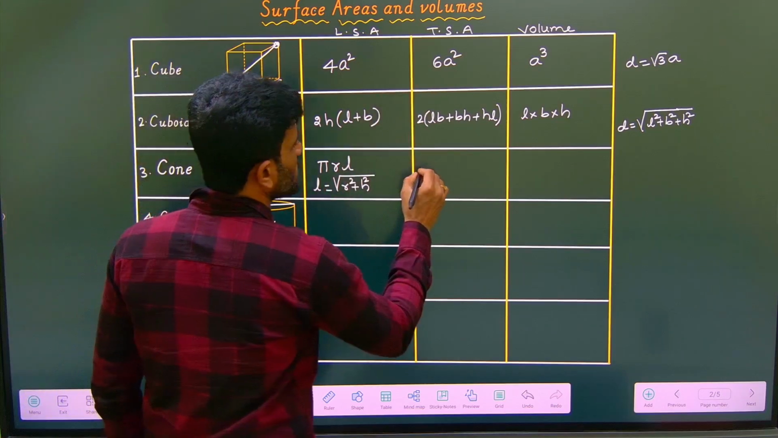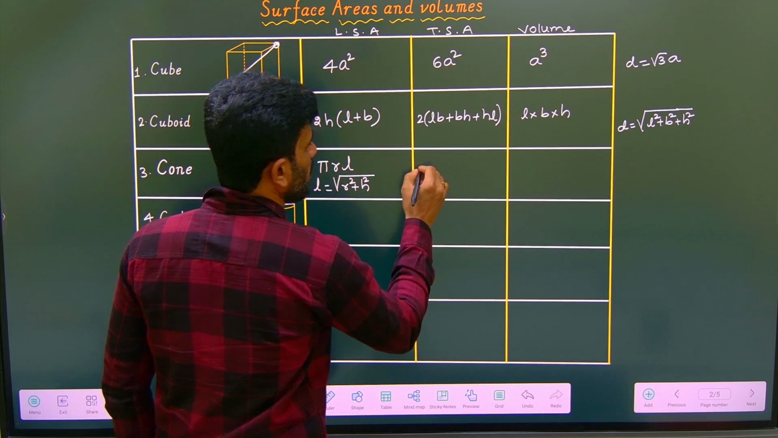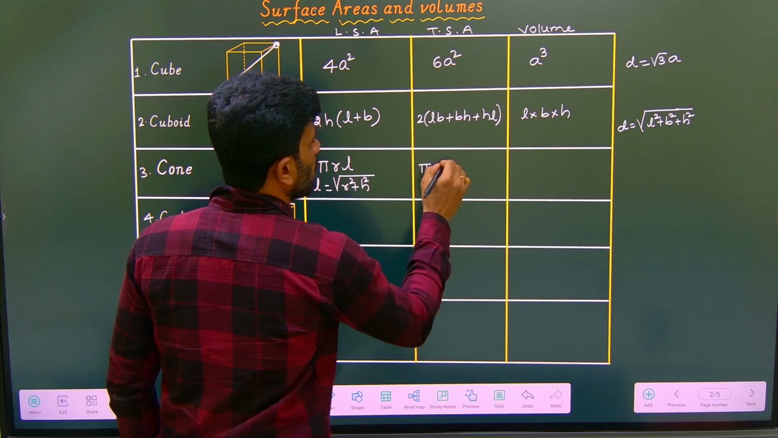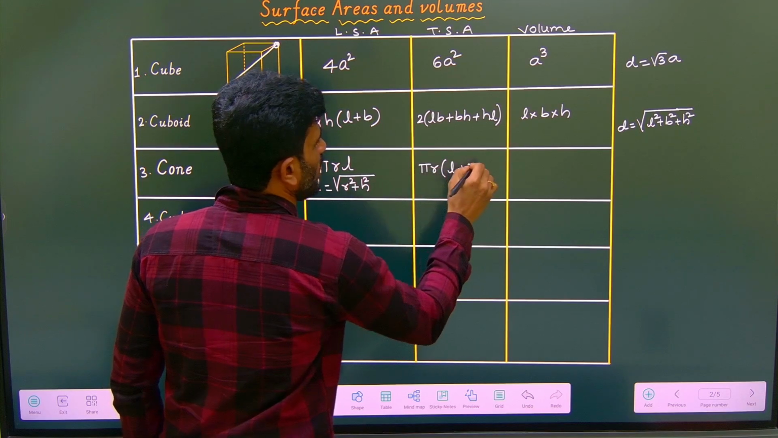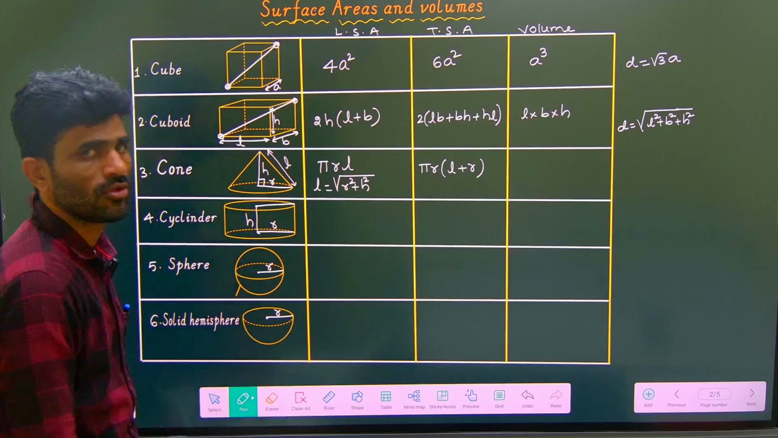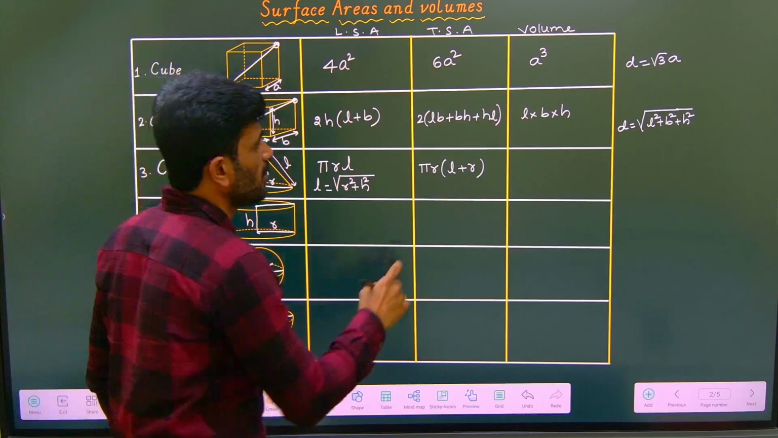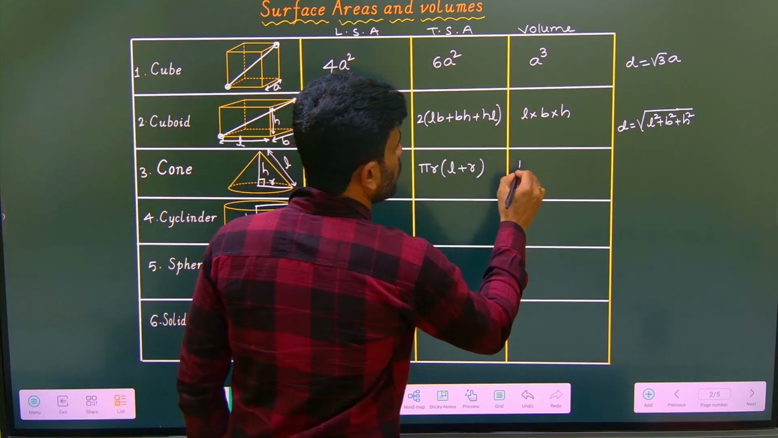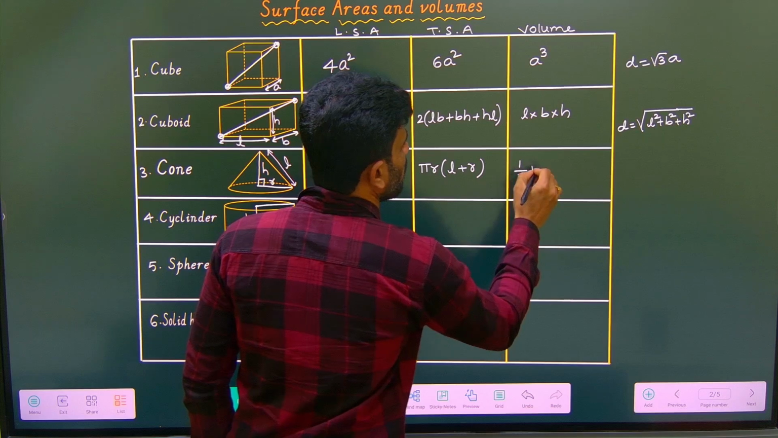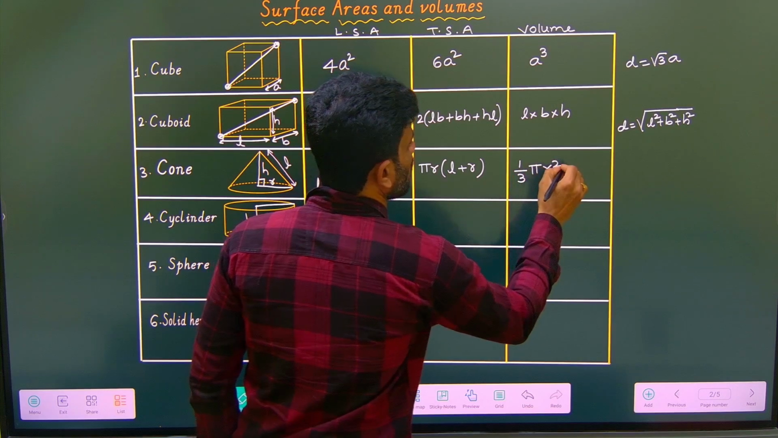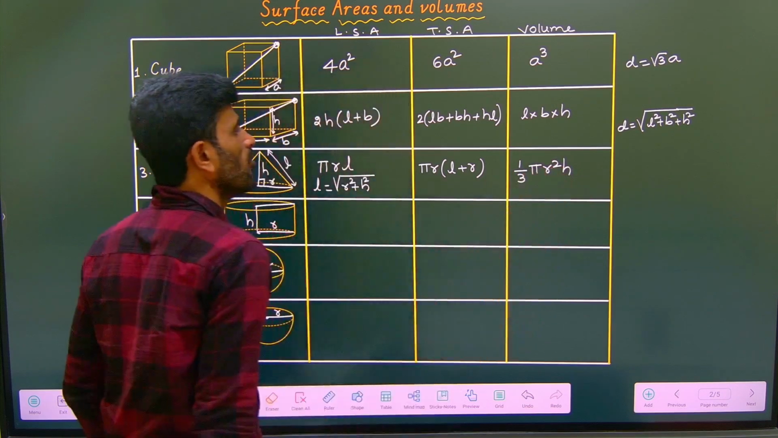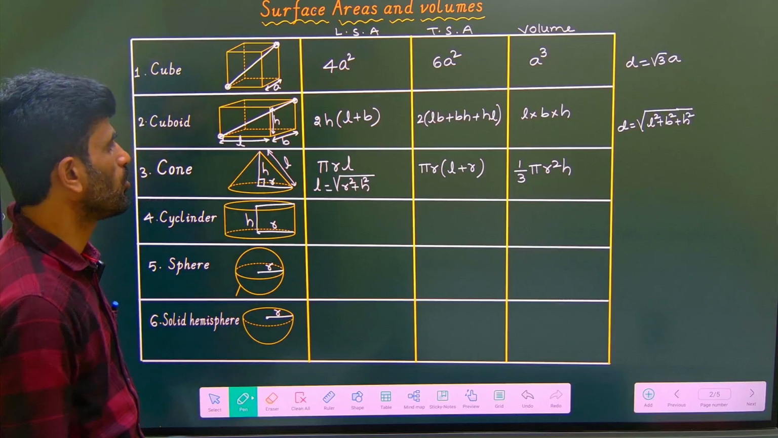Then what? Total surface area. How can we find total surface area? Pi r into L plus r. This is the formula to find total surface area of a cone. Once you know total surface area, volume. How to find volume? 1 by 3 pi r square h. This is the formula to find volume of a cone.